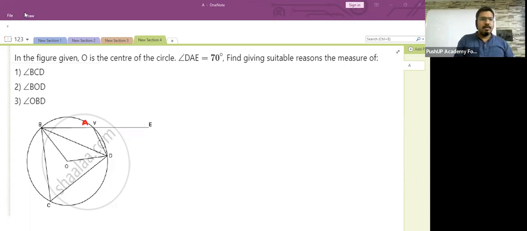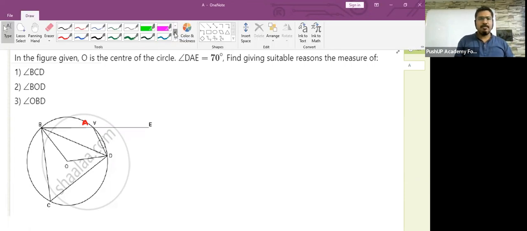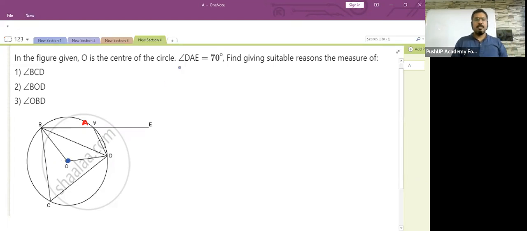In the given figure, O is the center of the circle, right? Then angle DAE is equal to 70 degrees. Where is DAE? This angle is 70 degrees. They are asking you to find angle BCD. Where is BCD? All right, this one.